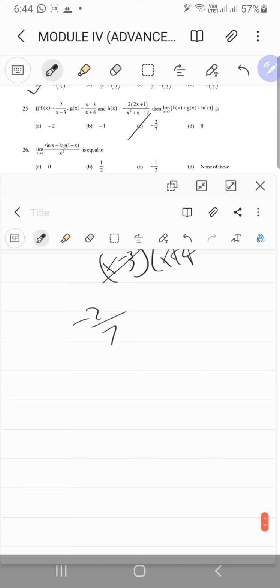Limit of sine x plus log of 1 minus x upon x squared, as x approaches 0. This is a weird one. Log of 1 minus x upon x. How can I do this? And you got an extra 1 upon x over there. How will I be able to do that? This is definitely a 0 by 0 situation. So let's just take a derivative. Maybe we could change this a little.